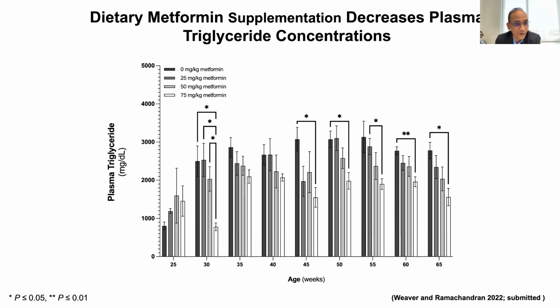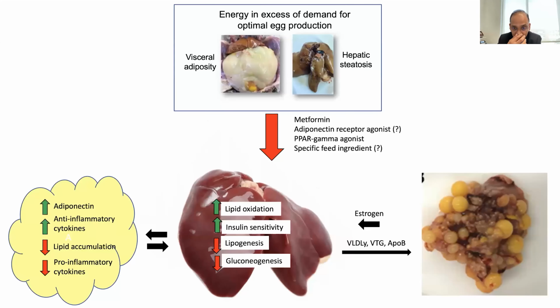So if we increase the feed allowance at the same time without having a deleterious effect on the ovary, is there any way we can do it with metformin? So that's what we are heading towards. And this is my last slide. This is sort of a model that I want to put together, because I see there is a very close connection among these three organs: adipose, liver, and ovary.